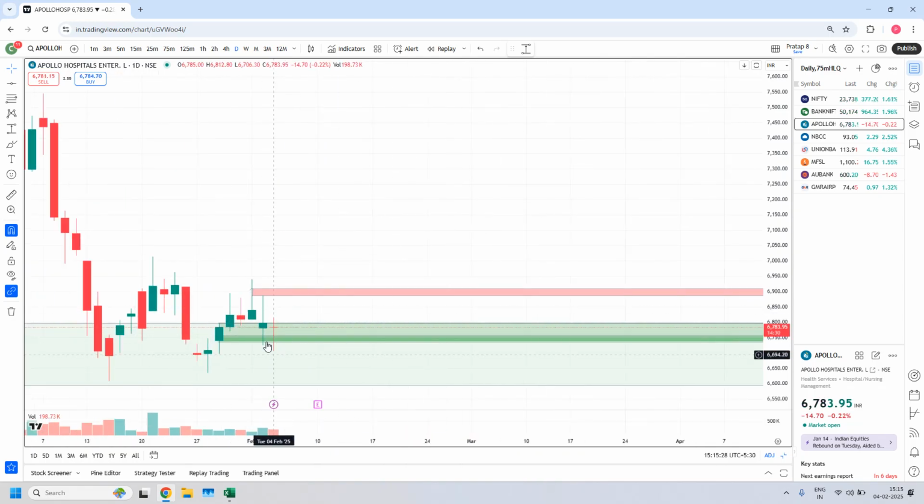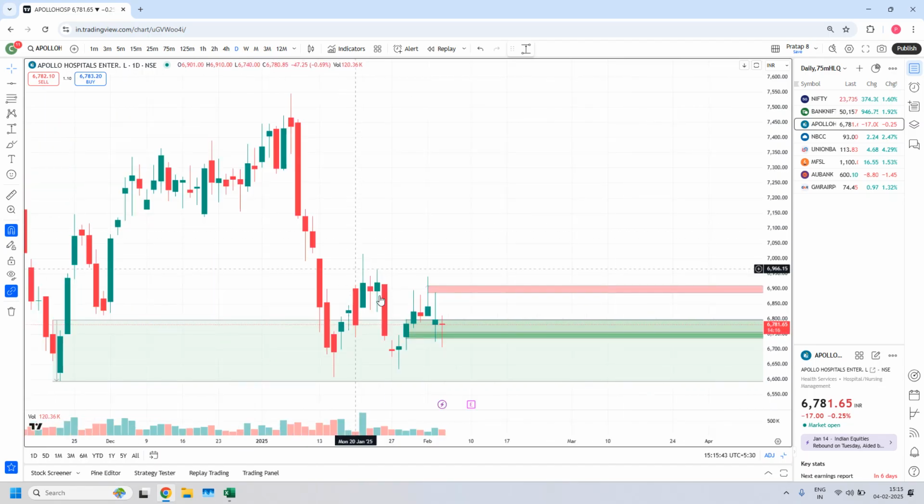Actually, these zones were pierced yesterday itself. So from today's analysis point of view, I should have removed the old zone because it is gone. This zone is gone. And I would have done fresh analysis on this chart. But I didn't do it. Why? Because I want to teach you this important topic.